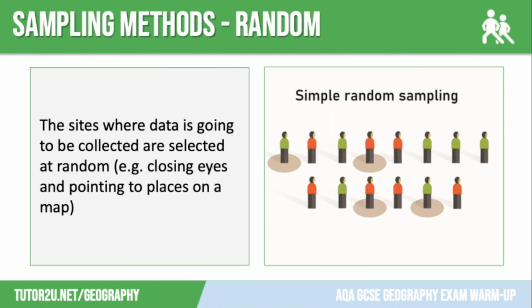Our first one is random sampling. This is where the sites where data is going to be collected are selected at random, e.g. closing eyes and pointing to places on a map. There are lots of advantages to random sampling. It can be used with a large sample or sample area. It avoids any bias as it is totally random, and it is easy to carry the same fieldwork out again. However, data will not be evenly distributed, and there could be gaps in your data or areas missed, particularly if the study area is large, and some of the sites may be difficult to access.